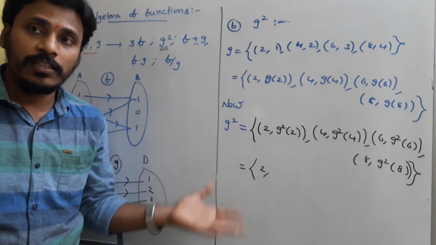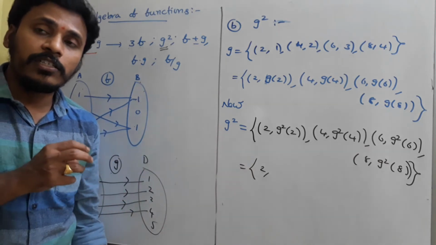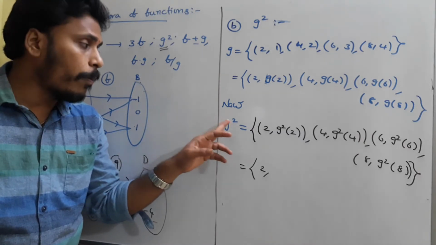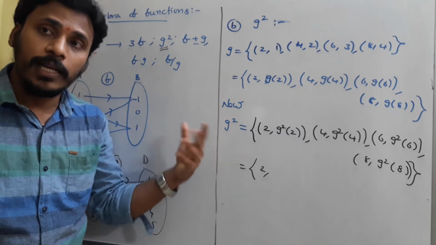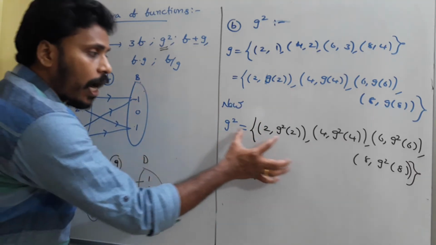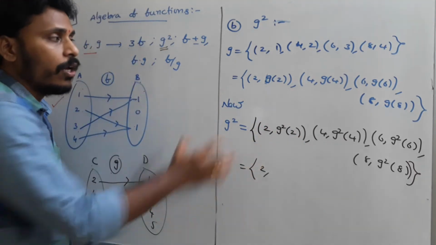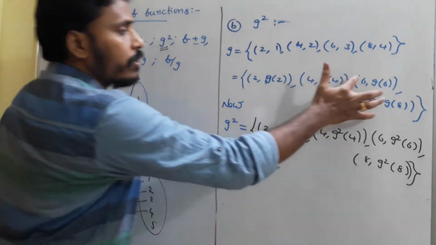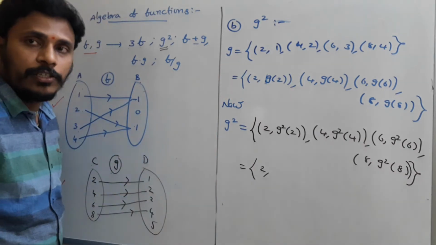As we discussed in the previous case, for constant multiplication as well as writing g square, you need to apply that operation, square or cube or anything, only to the second elements of the ordered pairs. So now the ordered pairs of g square are 2 comma g square of 2, 4 comma g square of 4, 6 comma g square of 6, and 8 comma g square of 8.